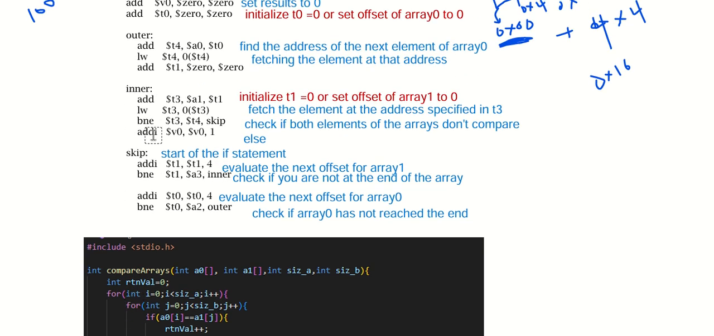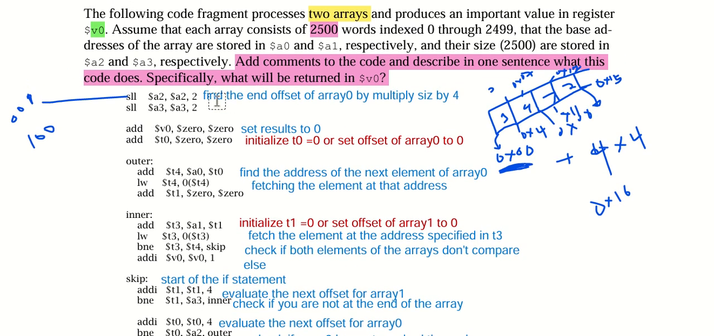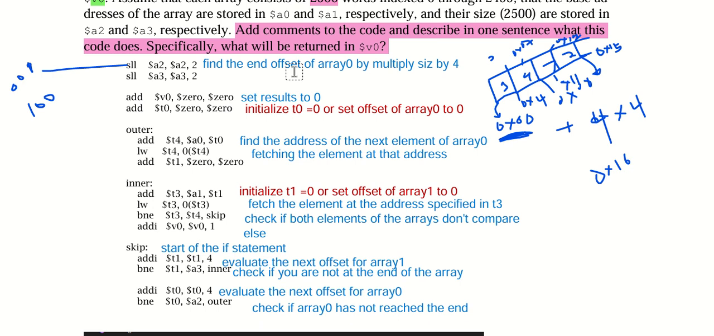Now, what this code does, and that's the next part of the question, it says specifically what would be returned and add comments to the code and describe in one sentence what this code does. So this code will just return the number of equivalent elements in the two arrays. This code compares two arrays and counts the number of elements which are equal in both arrays. So what will be returned is just the number of equal elements in both arrays.